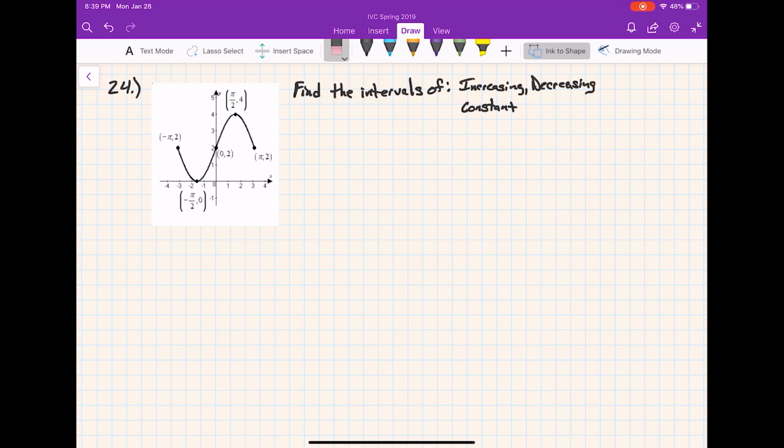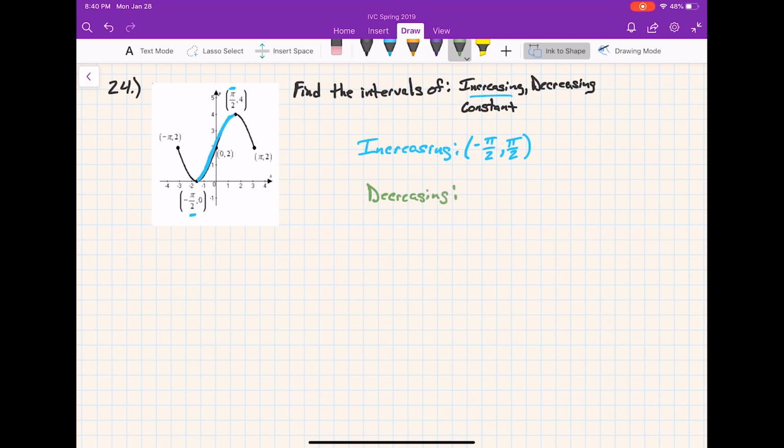So now we're on to 24. And we need to find the intervals for this line for increasing, decreasing, and constant. So we'll do increasing first. And we can see that our line starts, as we look from left to right, increases in value for y from negative pi over 2 to pi over 2. So just write that over here, negative pi over 2 and pi over 2. And we have no other increasing components, so let's do the decreasing.